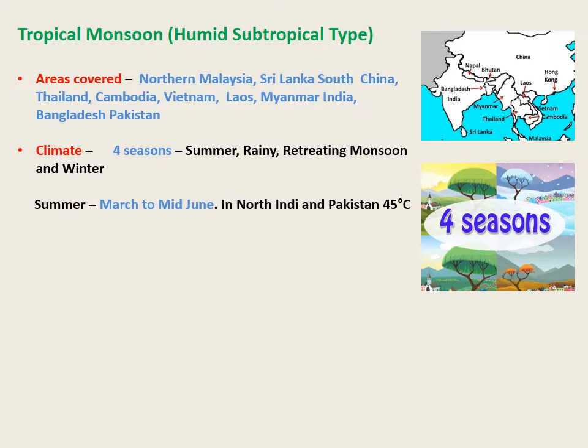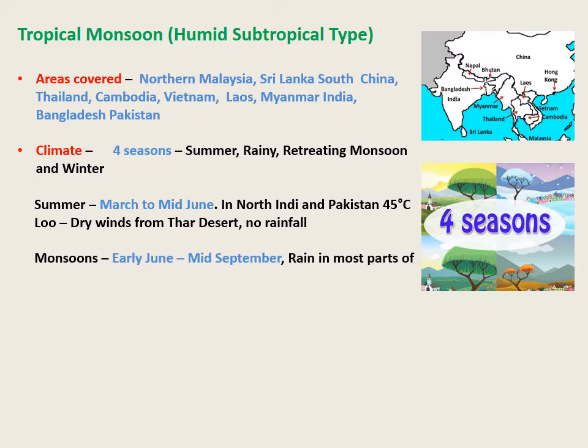Summer lasts from March to mid June. Temperatures over North India and Pakistan can go beyond 45 degrees Celsius. Hot, dry winds called the Lu blow out from the Thar Desert. There is little or no rainfall in this season. By early June, the monsoon winds set in. They bring rain in most parts of the Indian subcontinent between mid-June and September.